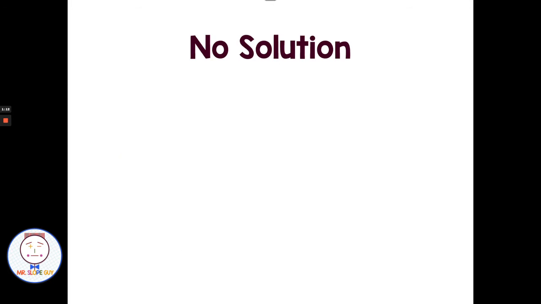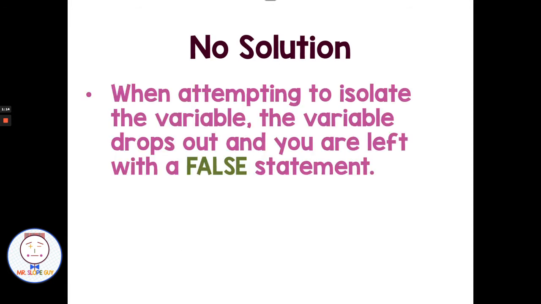Now, you'd have no solution if, when attempting to isolate the variable, the variable drops out and you're left with a false statement. Like if the variable goes away and you're left with something that you know is not true, 5 does not equal 4, or negative 8 does not equal negative 10. So if you get a false statement, that is when you have no solution.